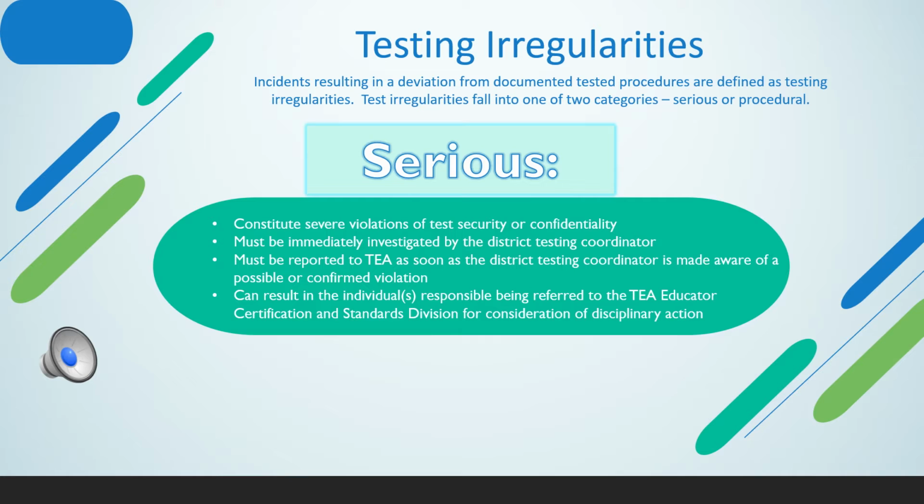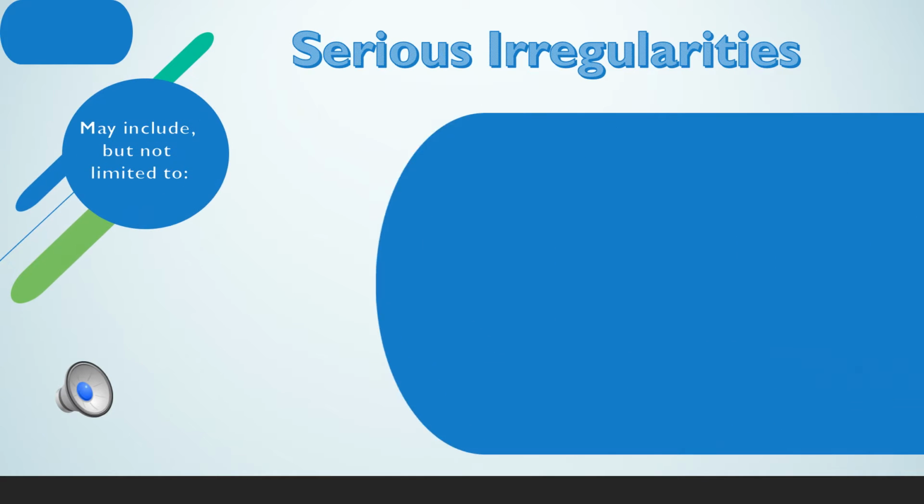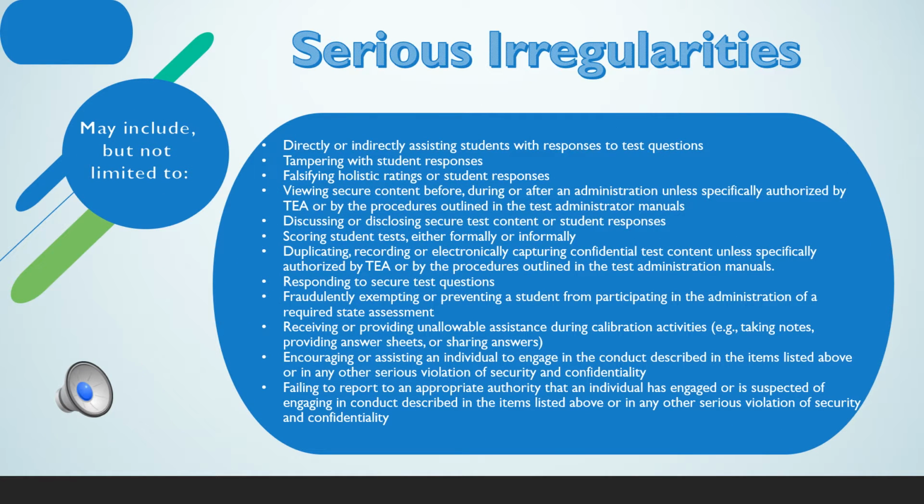Remember, there's two types of irregularities. There's serious irregularities and procedural irregularities. Serious irregularities are those that constitute a call to TEA or a write-up for something that happened. I don't foresee any of this happening. So serious irregularities would be things like giving specific answers on the test, pointing to test questions and giving hints, going through to see what questions they answered right and wrong when they turned them in, all things that have to be turned into TEA as an irregularity.